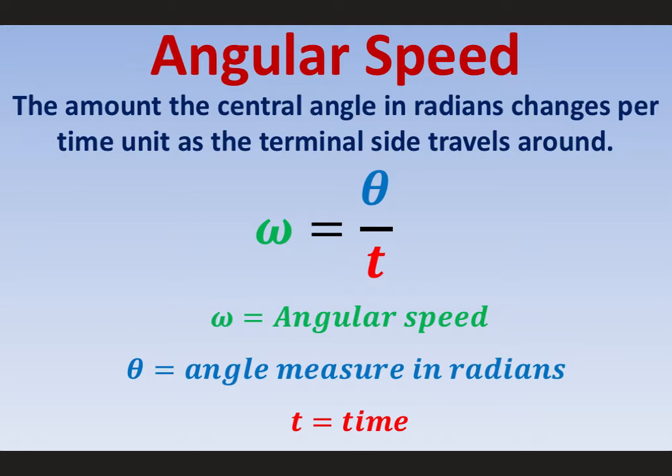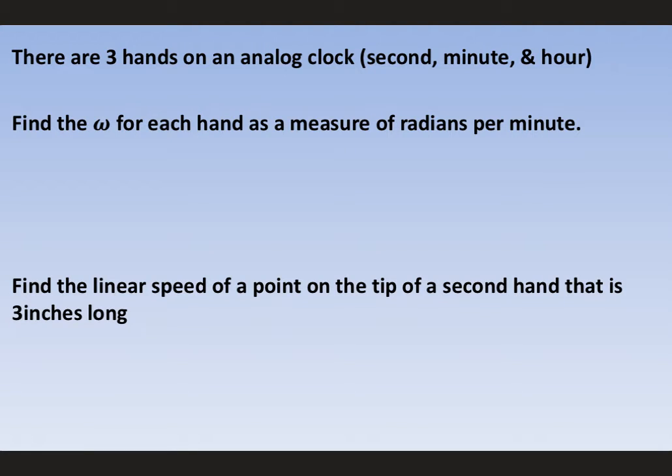But the formula is pretty straightforward. It's this little W symbol, right? A little bit of a W shape. And it says theta over time. So you just take your radians measure, theta, and divide it by the time and simplify the fraction down. Whatever you get, that is your angular speed, how many degrees it would transpose through in that amount of time. All right, so there are 3 hands on an analog clock: the second hand, the minute hand, and the hour hand. And it says find the angular speed for each hand as a measure of radians per minute.